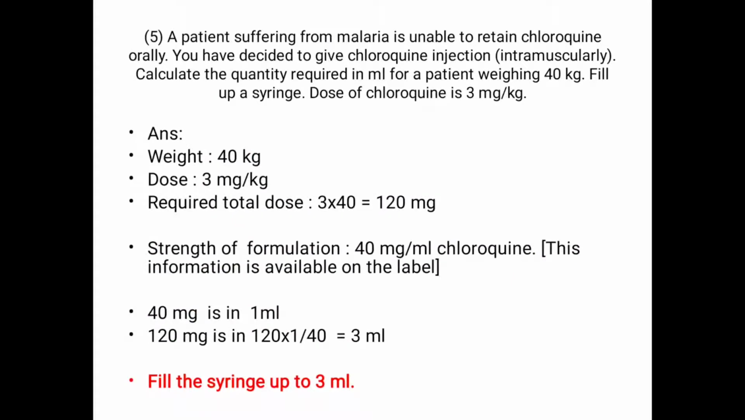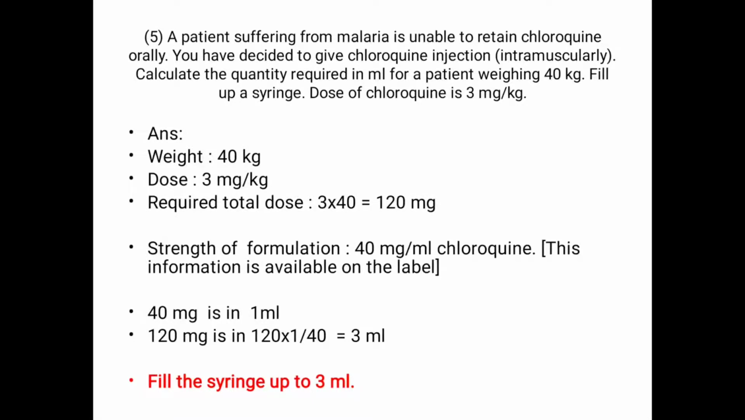For this question, I will first read the question. A patient suffering from malaria is unable to retain chloroquine orally. So you have to decide to give a chloroquine injection, which is given intramuscularly. Calculate the quantity required in ml for a patient weighing 40 kg. Fill up a syringe. The dose of chloroquine is 3 mg per kg.